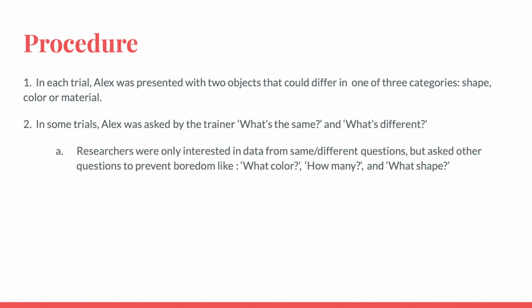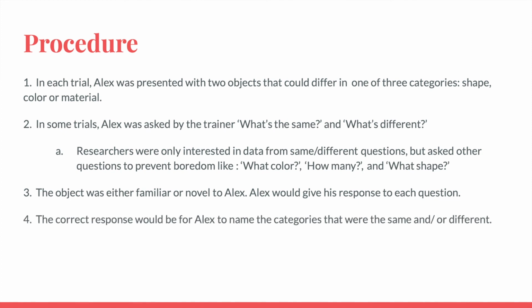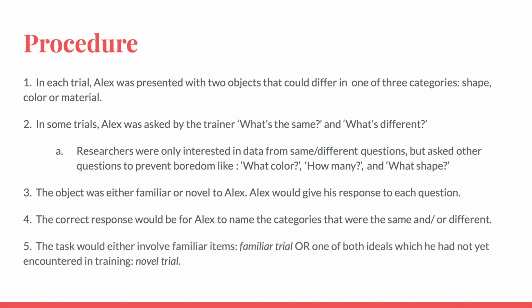Researchers were only interested in the same and different questions and their data, but the researchers would also ask Alex other questions to prevent boredom. Such questions included, what color, how many, and what shape? The object would be either familiar or novel, not familiar, to Alex. And Alex would give the trainer a response to each question, regardless of whether or not the data was recorded. The correct response would be for Alex to name the categories that were the same or different. And the trials would either involve familiar objects or novel, not familiar, objects.